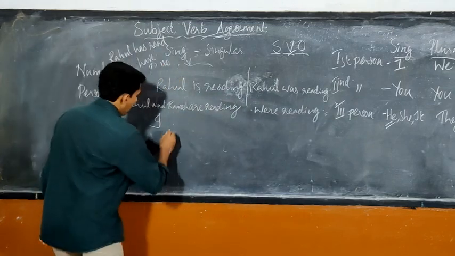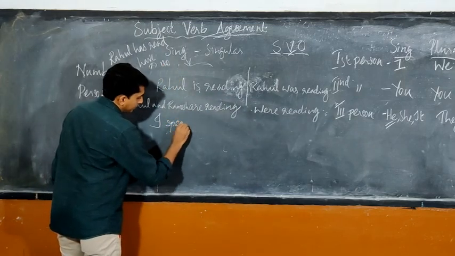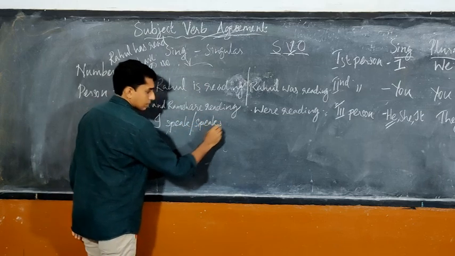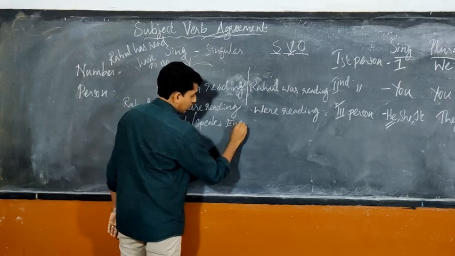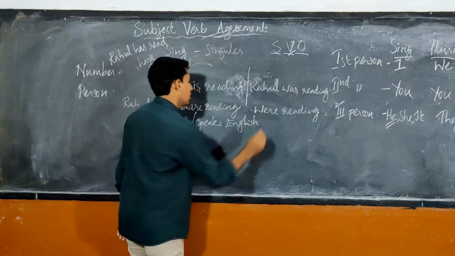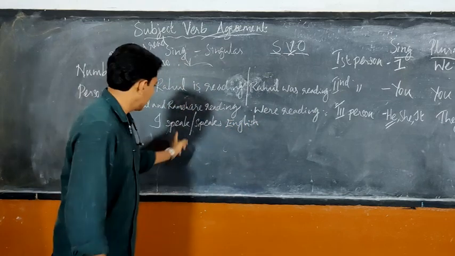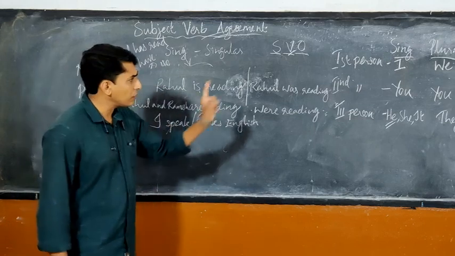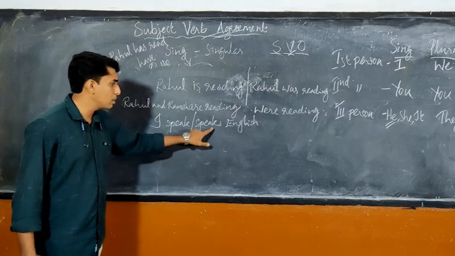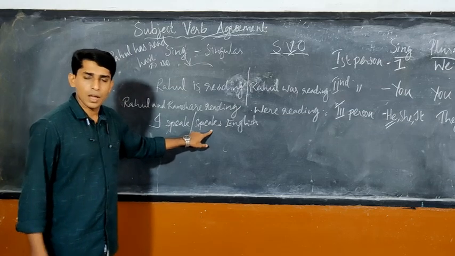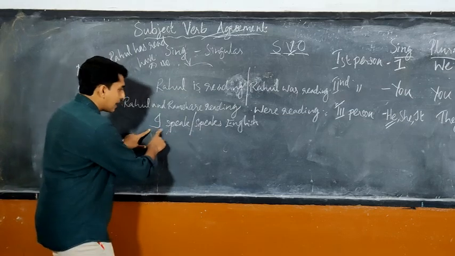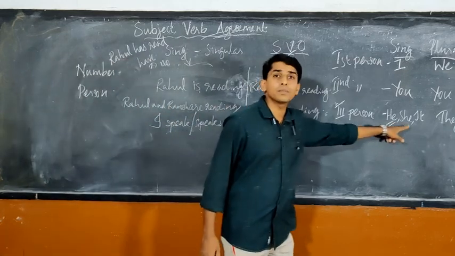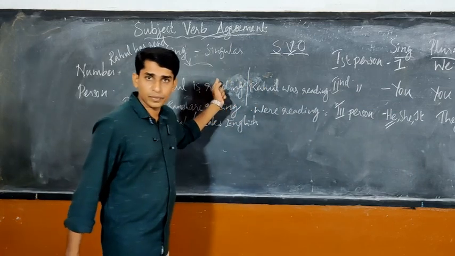I speak or speaks. A simple doubt to you. Which is correct? I speak English or I speaks English. What we learned is when it is singular, it should be singular. According to the rule, it should be I speaks, right? But it is not like that. It is applicable with the third person. Rahul is a third person.